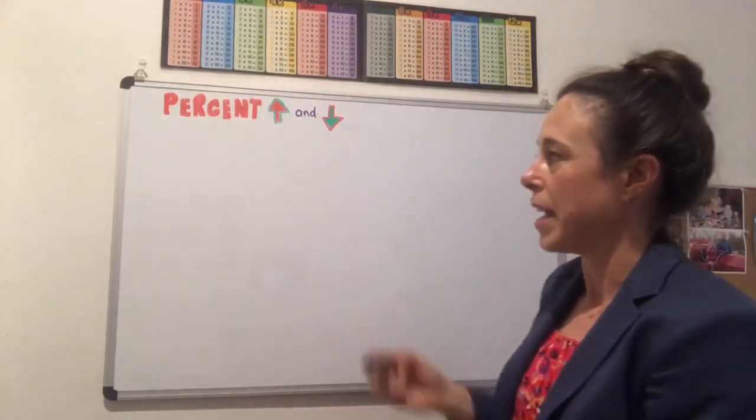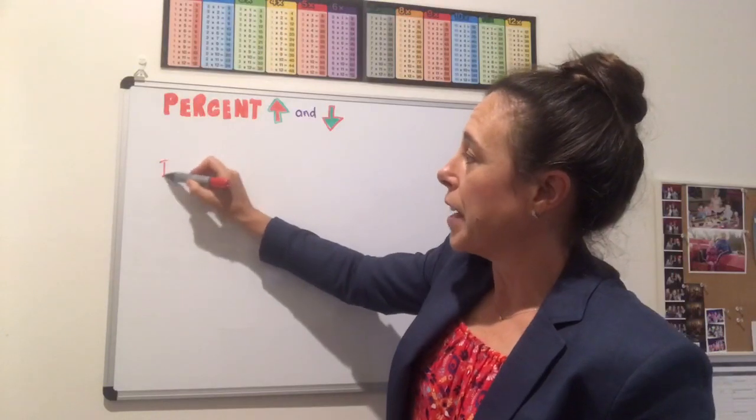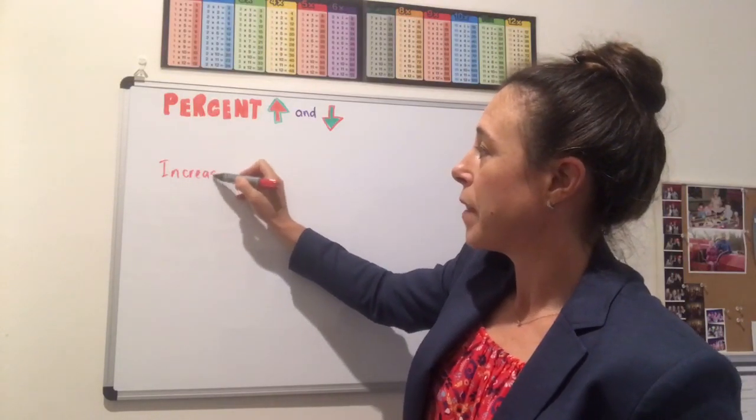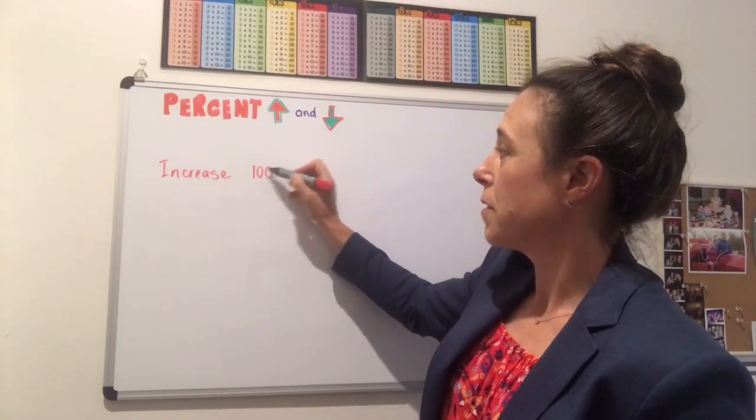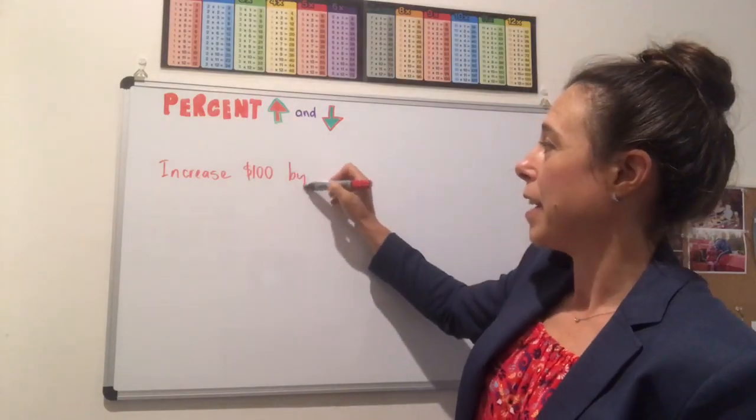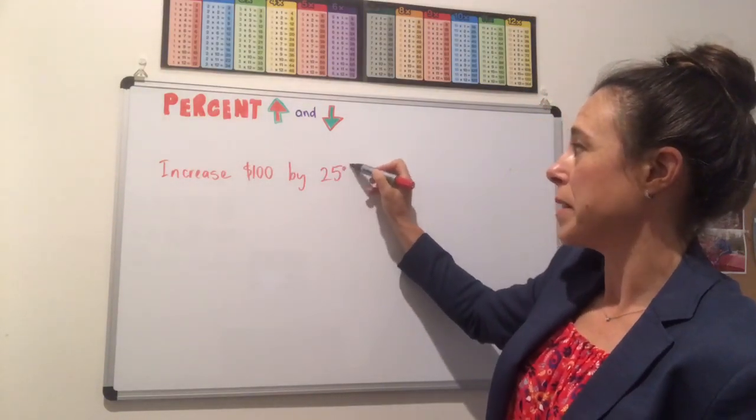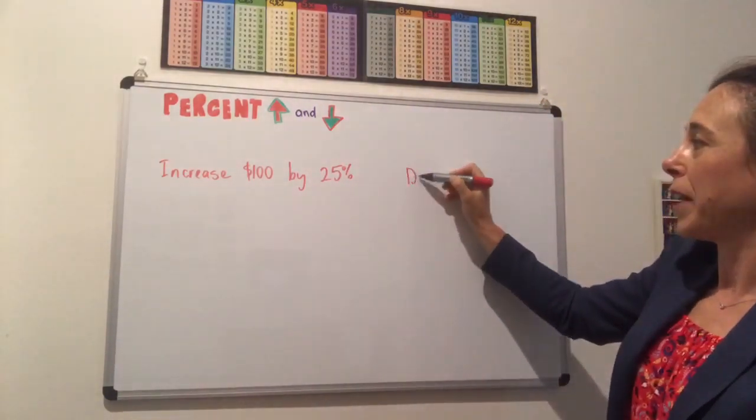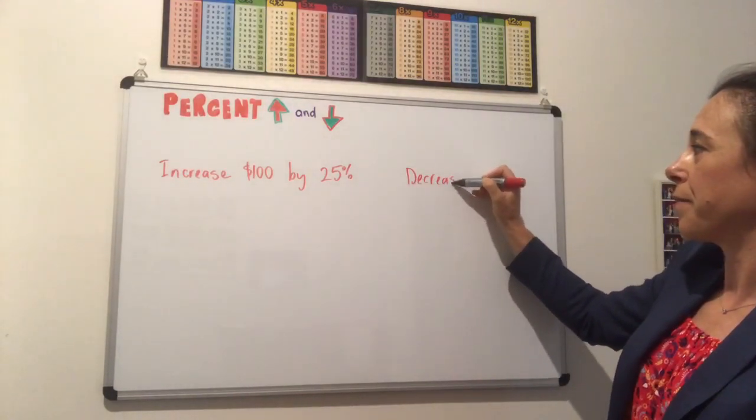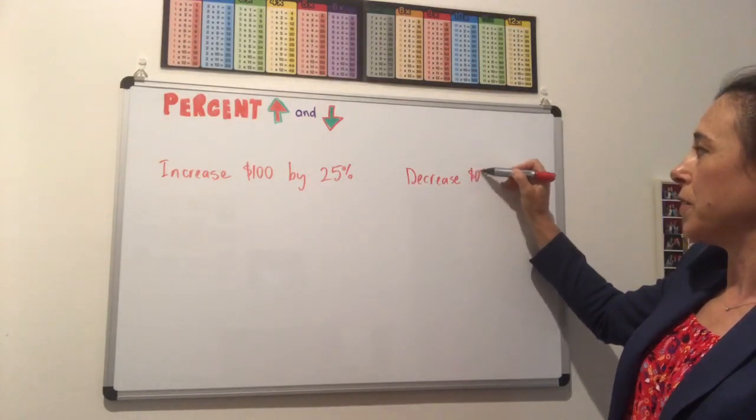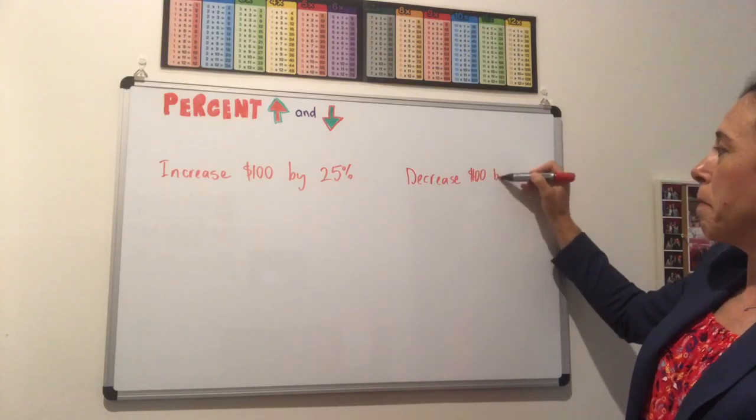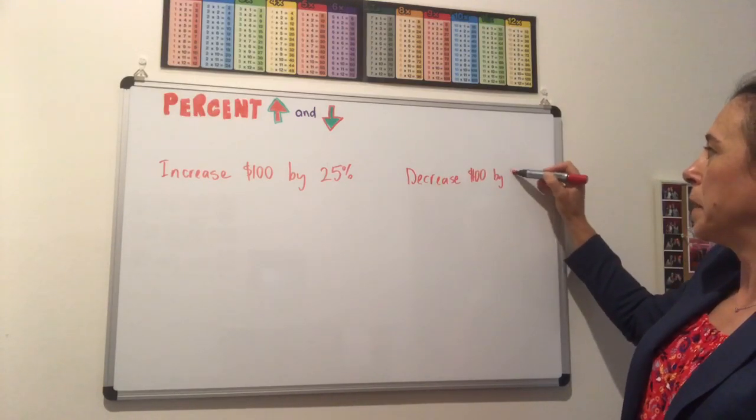Okay, so if we increase $100 by 25%, and over here we're going to decrease $100 by 25%.